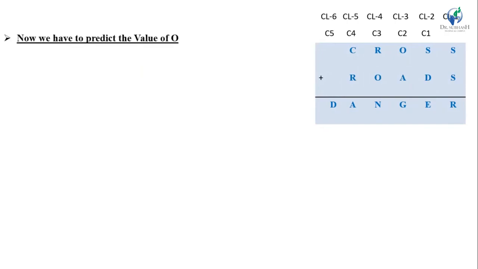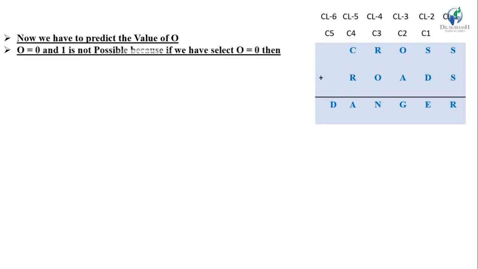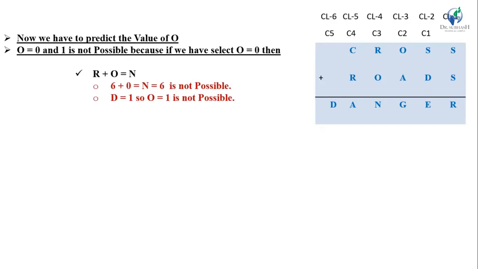Now we have to predict the value of O. O is equal to 0 and 1 is not possible, because if we select O is equal to 0 and put that value in column 4, R plus O, so we find 6 plus 0 is equal to N. So N is equal to 6 is not possible. And D is equal to 1 we have already predicted, so it is not possible.